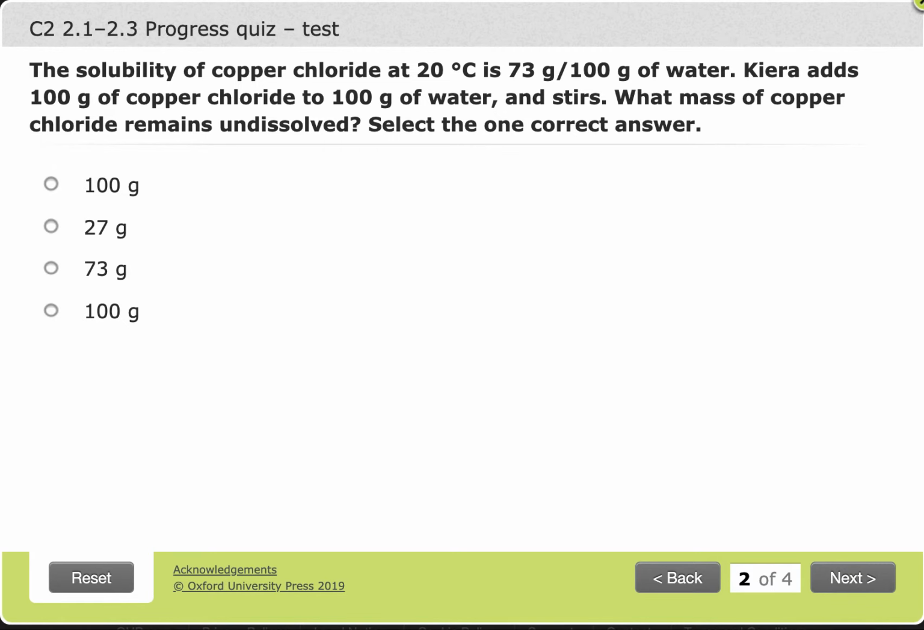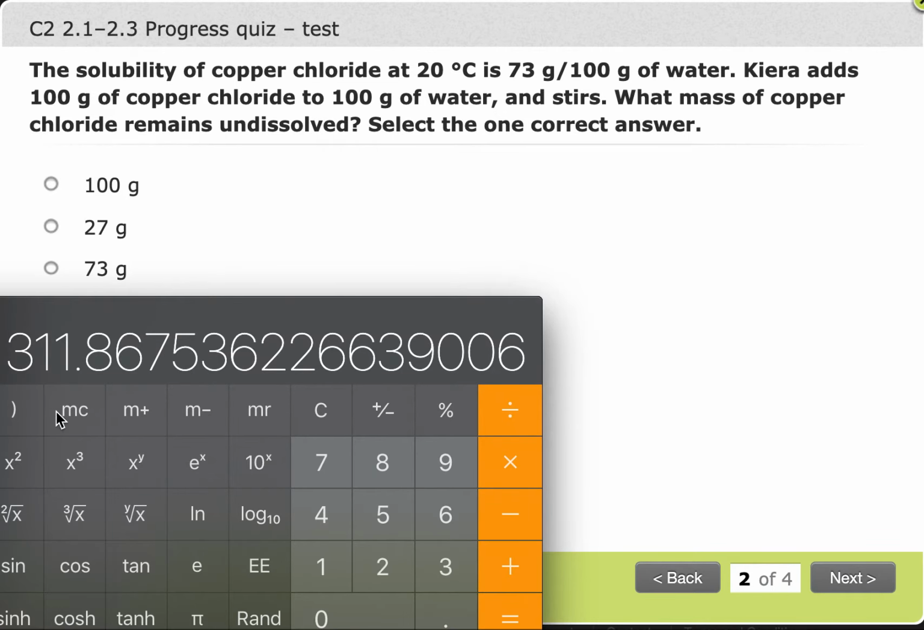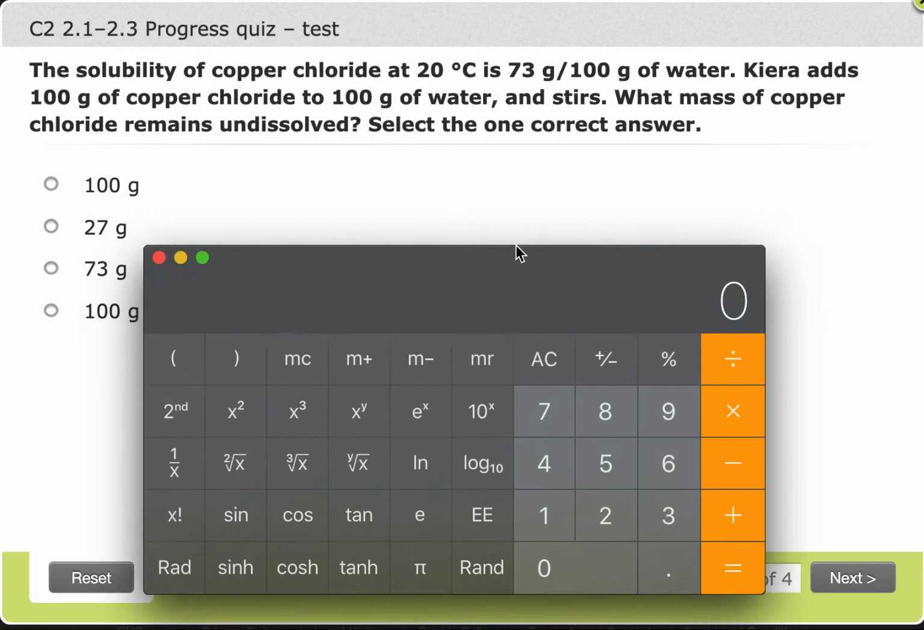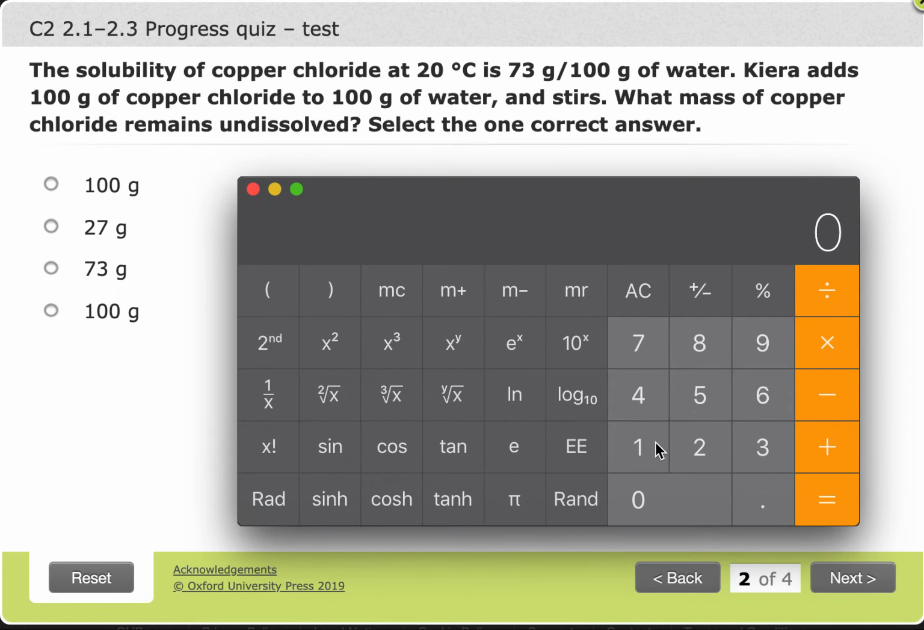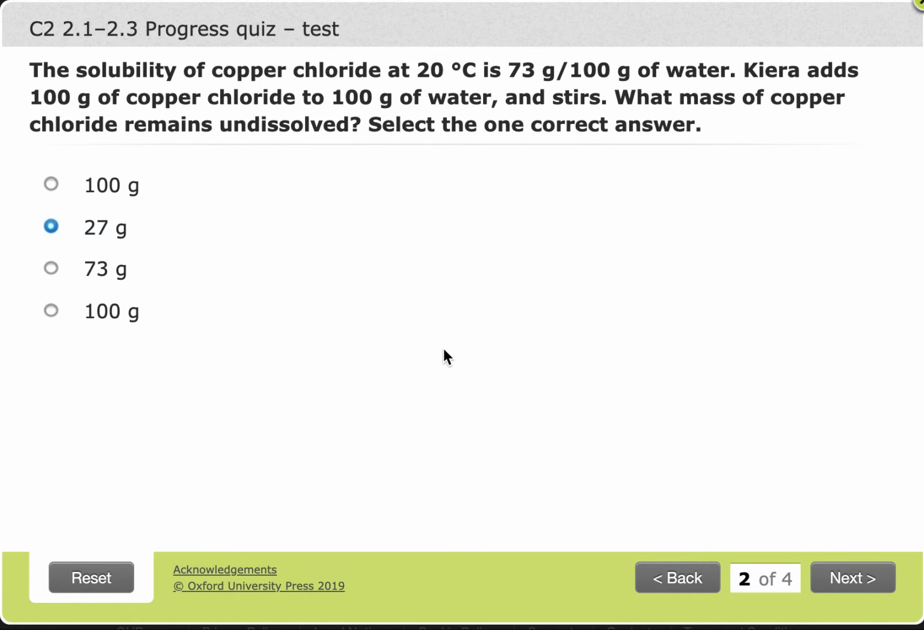Well, this is where our calculator might be handy. Let me just clear it. Okay, we began with 100 grams of copper chloride. We have dissolved 73 grams of copper chloride, and so we're left then with 27 grams of copper chloride, which does not dissolve.